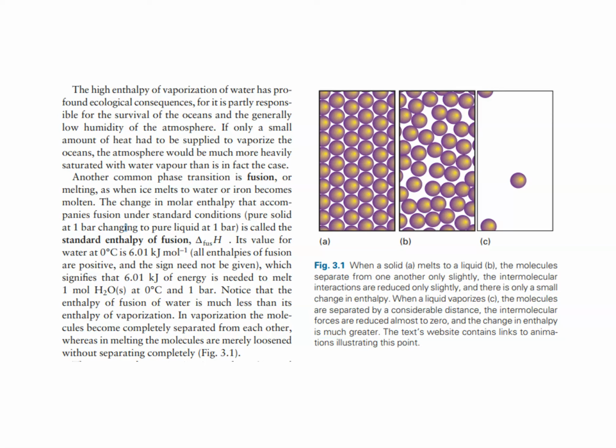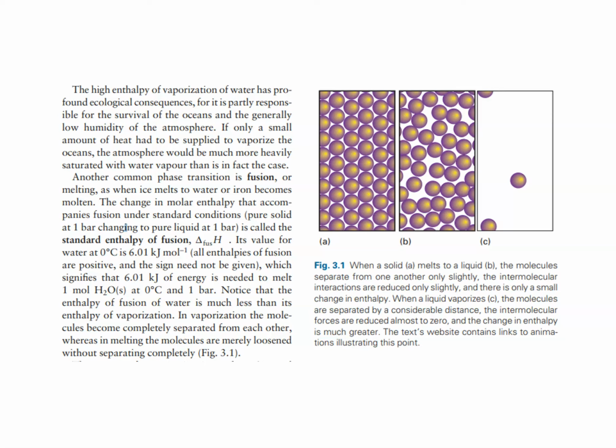Another common phase transition is fusion, or melting, as when ice melts or water or iron becomes molten. The change in molar enthalpy that accompanies fusion under standard conditions, pure solid at 1 bar changing to pure liquid at 1 bar, is called the standard enthalpy of fusion, delta fusion H. Its value for water at 0 degrees Celsius is 6.01 kilojoules per mole. All enthalpies of fusion are positive, and the sign isn't normally given and isn't required, which signifies that 6.01 kilojoules of energy is needed to melt 1 mole of water at 0 degrees Celsius and 1 bar.